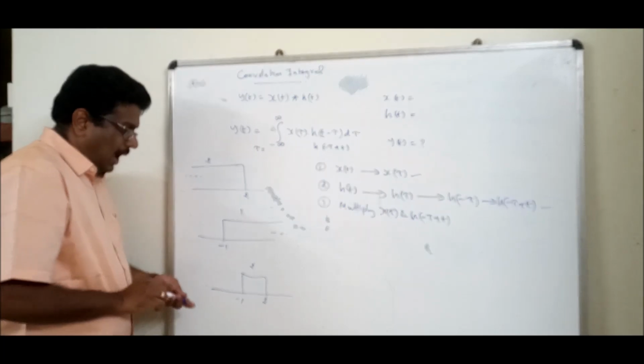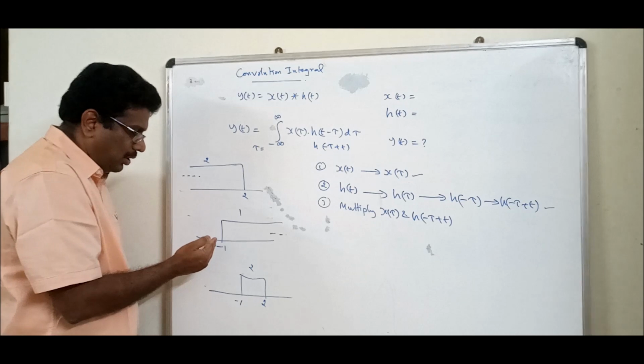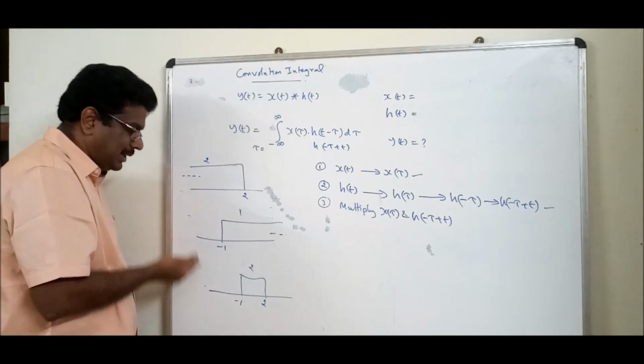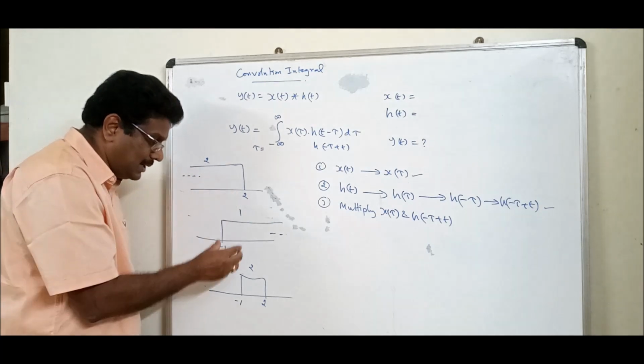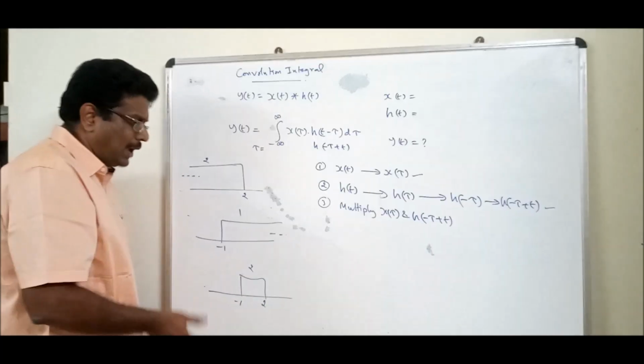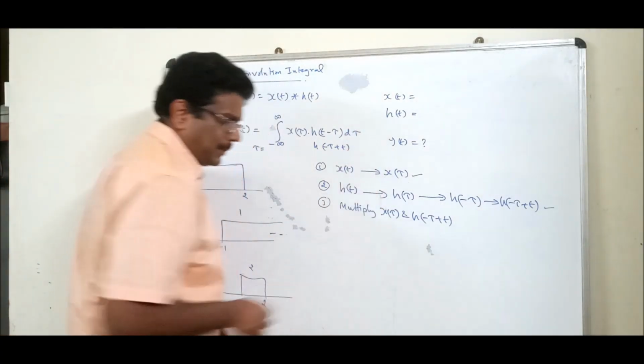How come? After 2, 0 into anything is 0. Before minus 1, 0 into anything is 0. What is the common place? I am using the word common place, you multiply. So, I should not multiply everywhere. Where it is the common place, there you should multiply.